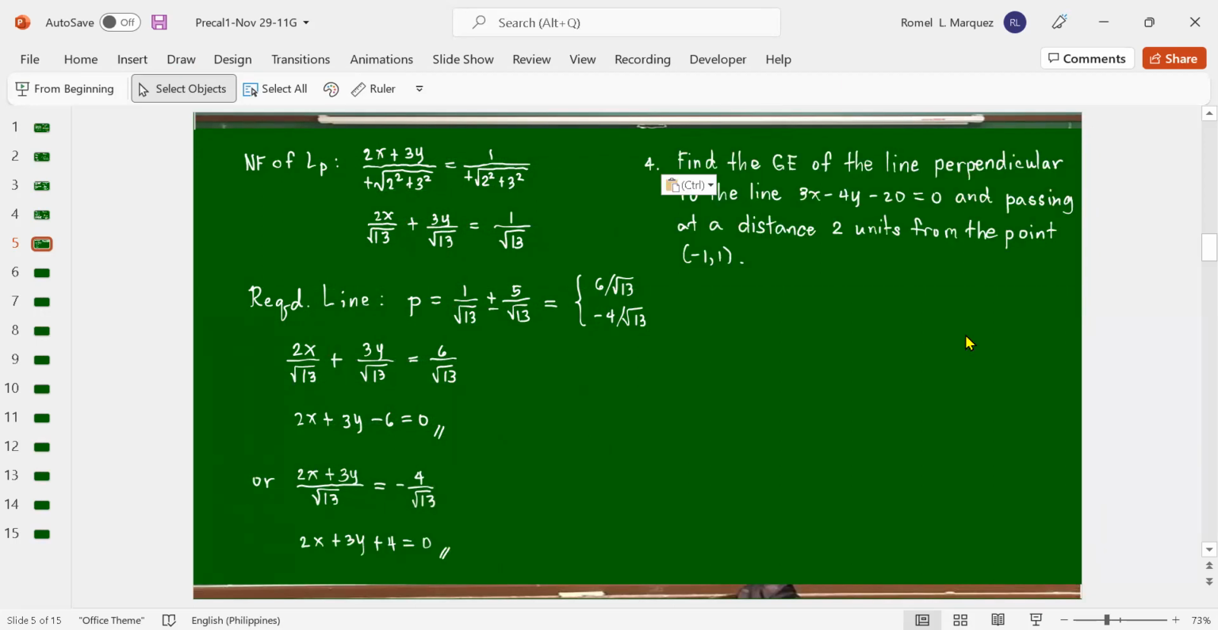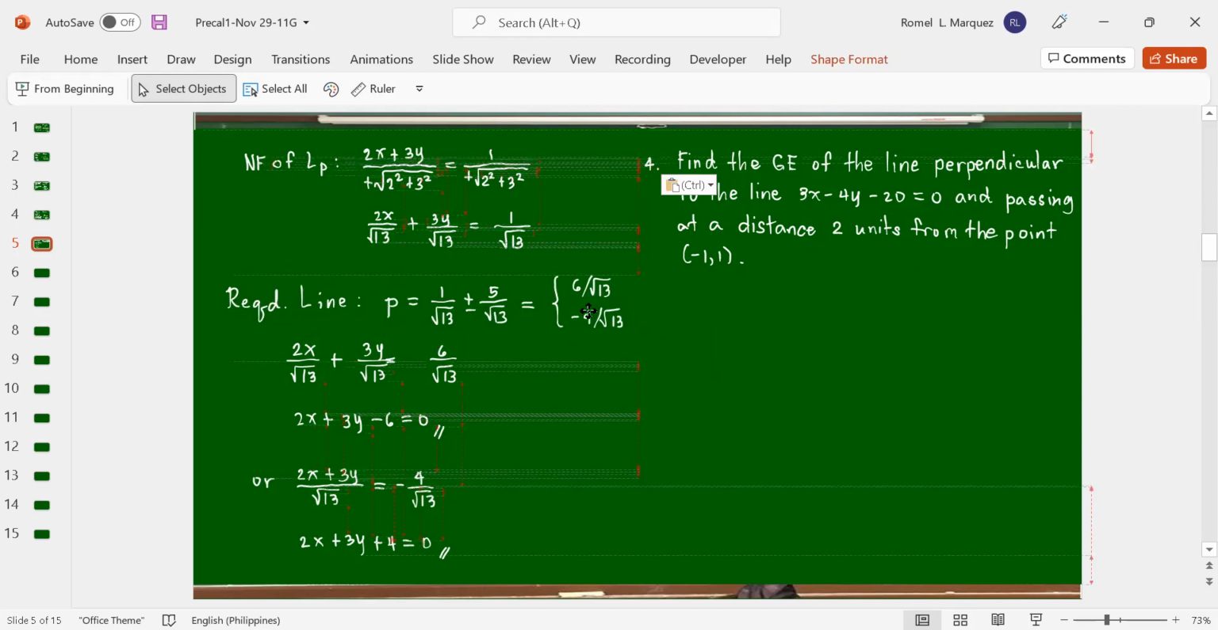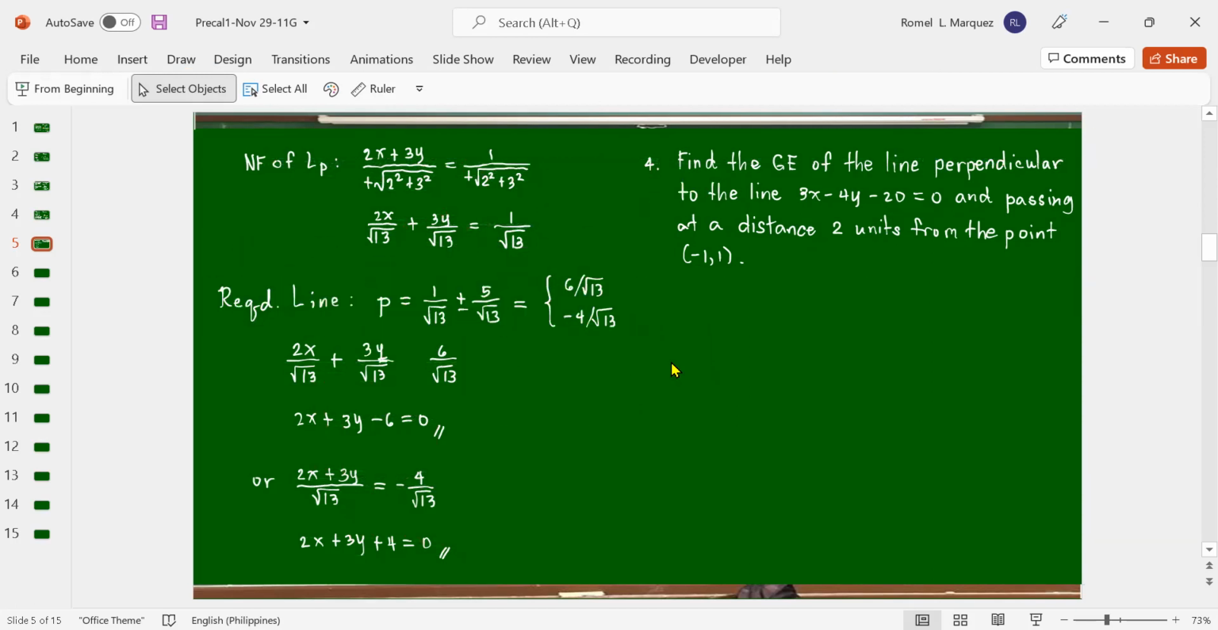So the next problem, this is number 4. Find the general equation of the line perpendicular to the line 3x minus 4y minus 20 equals 0 and passing at a distance of 2 units from the point negative 1, 1. This time, perpendicular. A while ago, parallel. So let's see the difference.